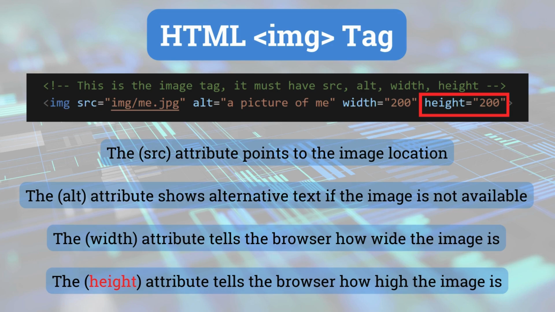The height attribute must also be specified. Width and height together give a placeholder for the image to let the web browser know to expect an image, so the page doesn't jump once the image loads.